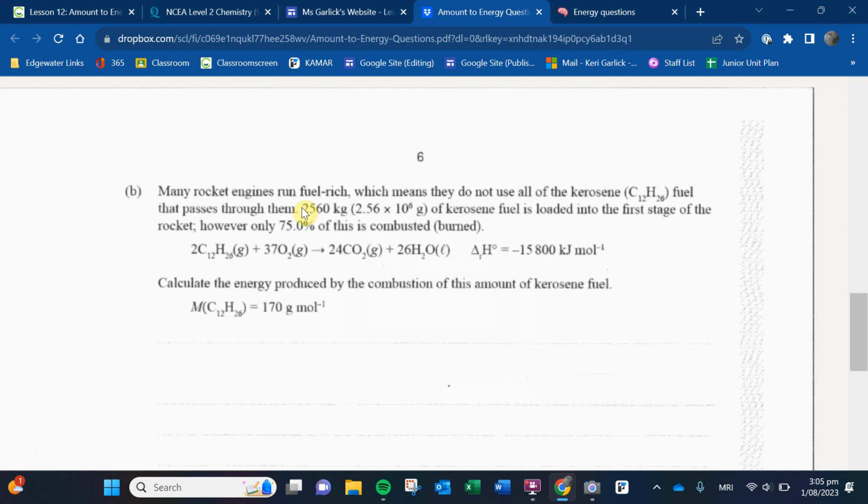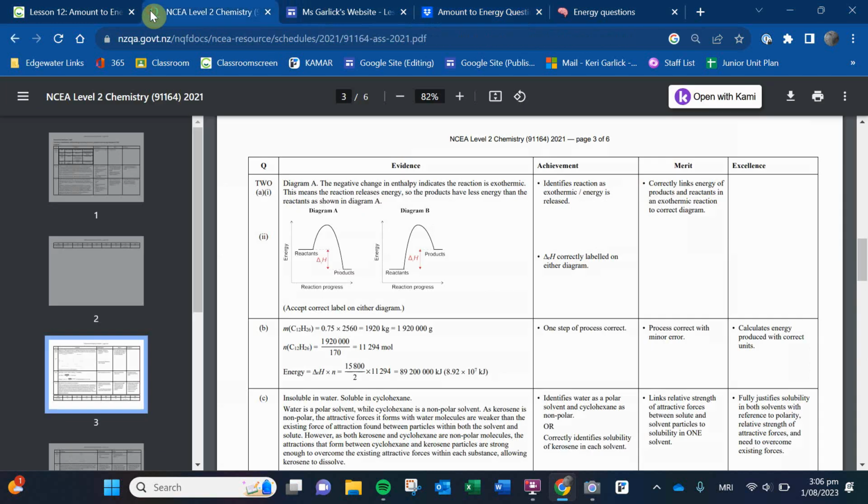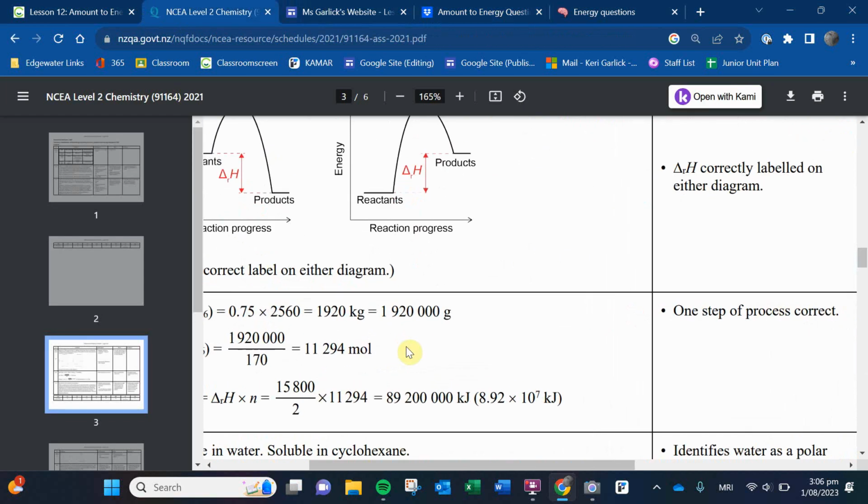Now, this is the fuel that has been loaded into the rocket, but the rocket only combusts 75% of it. So it's really a reading comprehension question. Did you notice that 75%? Did you multiply by 0.75 to account for the fuel that was actually burnt, not the total fuel that was there? So there was that kind of component to it. Let's look at the marking schedule for this one.